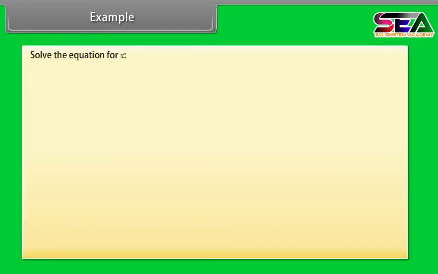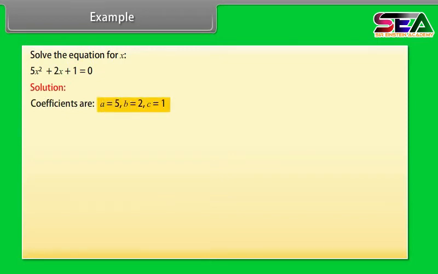Example. Solve the equation for x. 5x square plus 2x plus 1 is equal to 0. Solution. Coefficients are a is equal to 5, b is equal to 2, c is equal to 1. D is equal to b square minus 4ac.